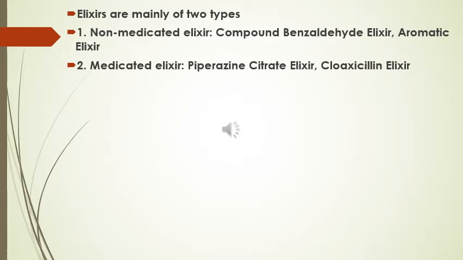Now, depending upon the presence of a drug, the elixirs are classified into two, that is non-medicated elixirs and medicated elixirs. As the name suggests, medicated will have medicine and non-medicated will not have any medicine. So, example for non-medicated is the compound benzaldehyde elixir or aromatic elixir. These are generally used as solvent. Then next is medicated elixirs which will have medicaments in it. So one which we have already prepared in lab is piperazine citrate elixir, and one is cloxacillin elixir.